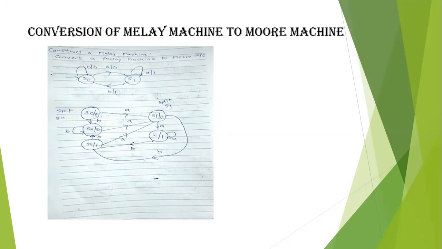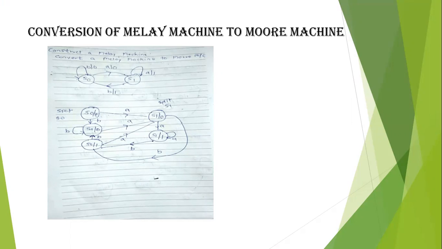Basically, a Mealy machine is a machine where input and output both are outside of the state. And in a Moore machine you can see the input is outside but the output is inside the state. That is the difference between a Mealy machine and a Moore machine. Now we'll see step by step how to convert the machine.